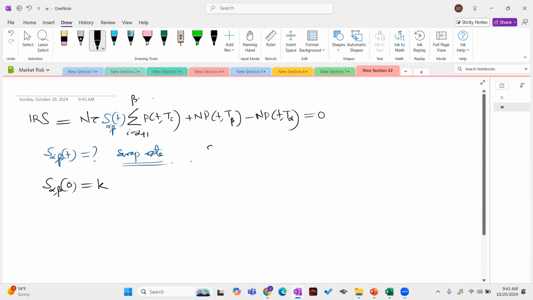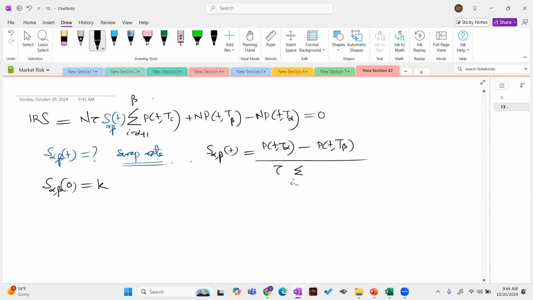Okay, so let's solve this equation. S alpha beta at t is equal to, n gets cancelled actually. You don't need n. P(t, T alpha) minus P(t, T beta) divided by tau times the sum over i equal to alpha plus 1 to beta. This is the ready-made formula for swap rate at any point in time. Now, you might think this looks complicated. It's not complicated. To remember this is very easy.